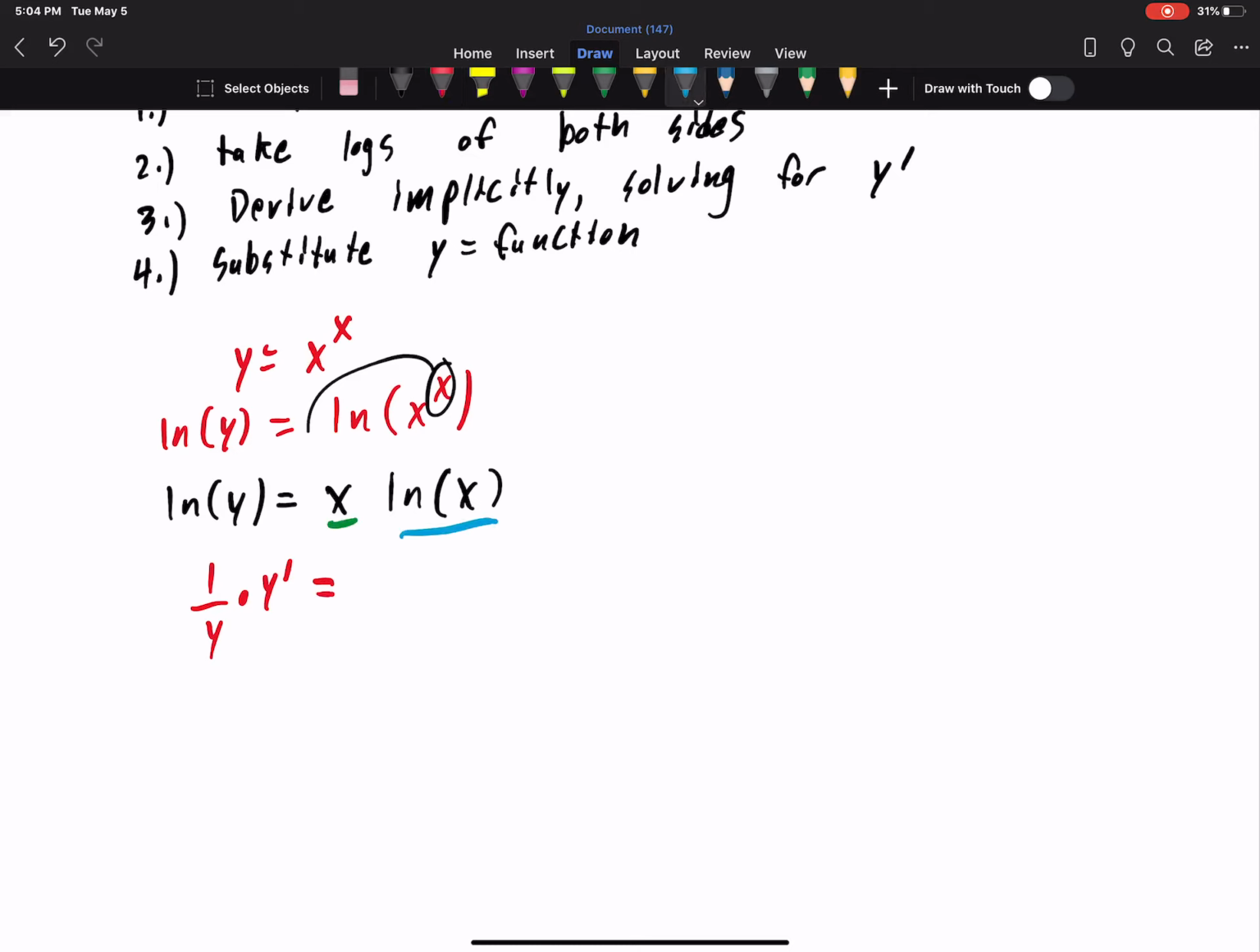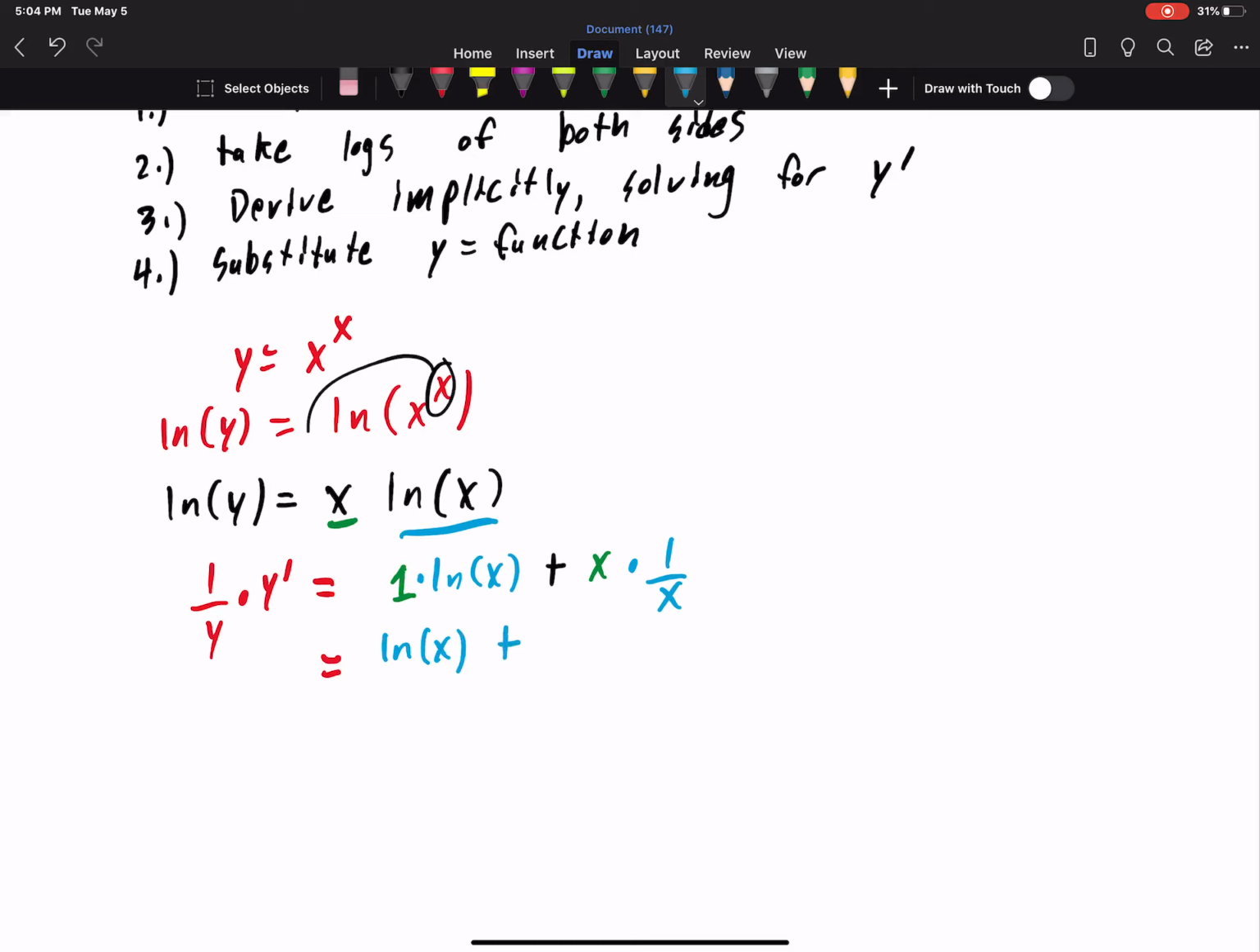So here are our two functions. We have the derivative of x, which is 1. Leave the second one alone. Plus, leave the first alone. Derive the second. And the derivative of natural log of x is just 1 over x. Conveniently, if you want to simplify this, 1 times natural log of x, that's just natural log of x because that 1 can be ignored.